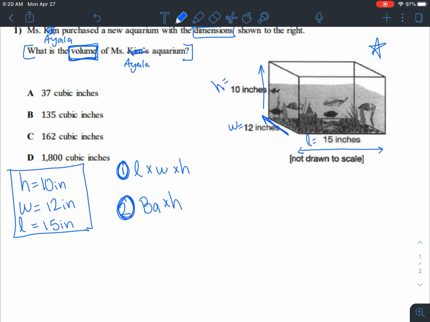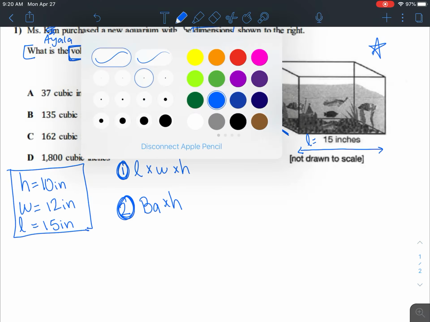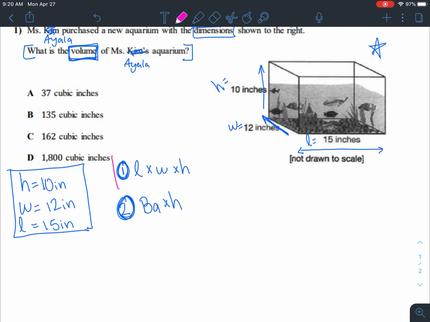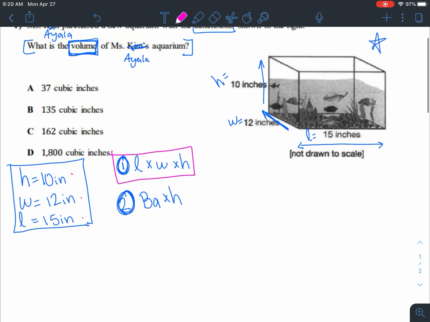Now take a moment to think. Really think about the information that they give you. Which volume formula makes the most sense to use in this problem? That's right, we should be using this first option. I already know the length, height, and width. I don't know anything about the base area. I could calculate the base area, but since they're already giving me the length, width, and height, then that's the formula that we can use.